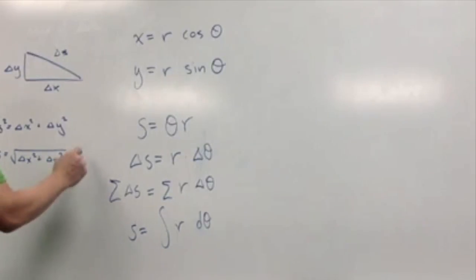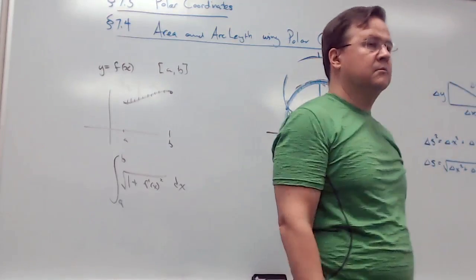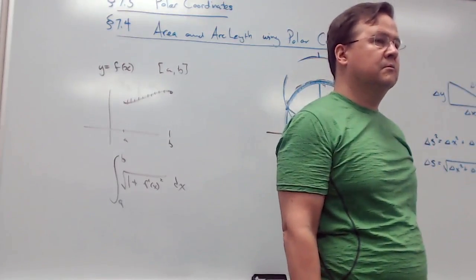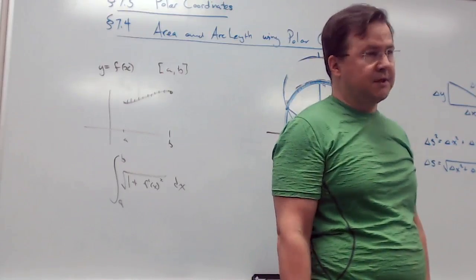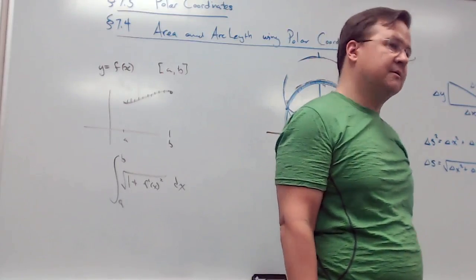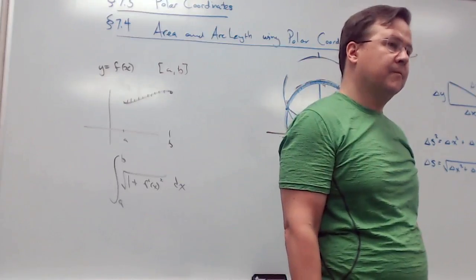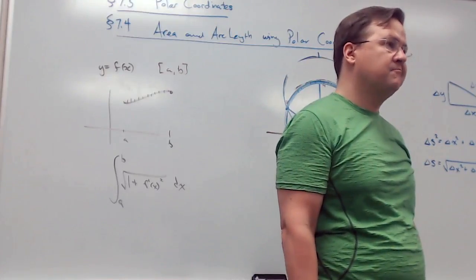The derivative of cosine is negative sine, right? The derivative of sine is cosine, so the antiderivative of cosine is sine. And the antiderivative of sine is negative cosine, right?